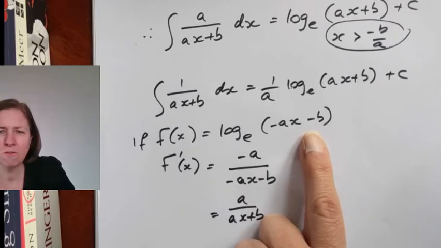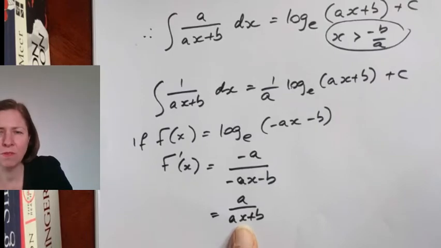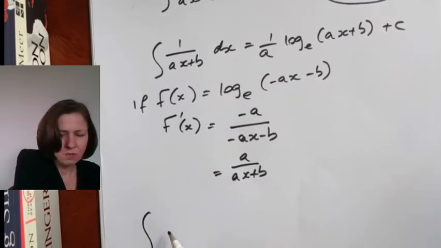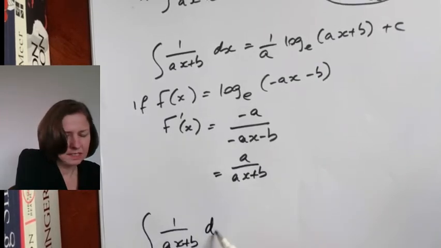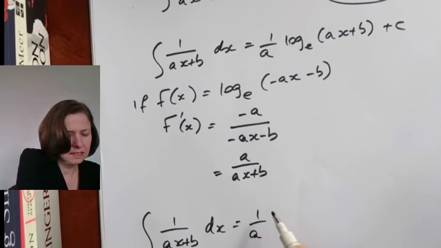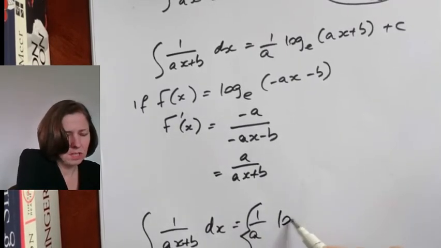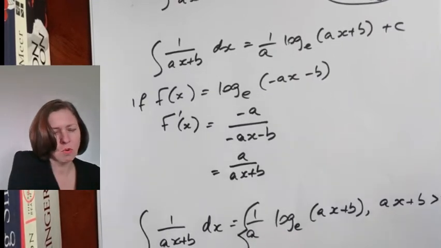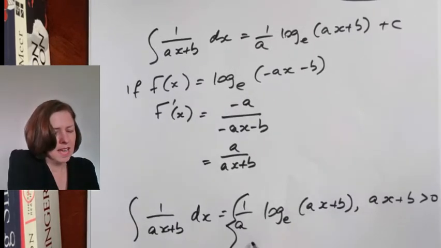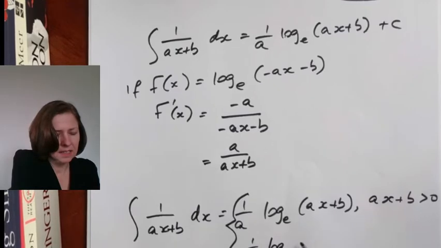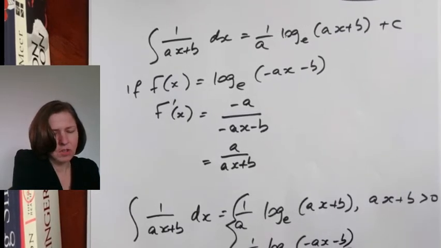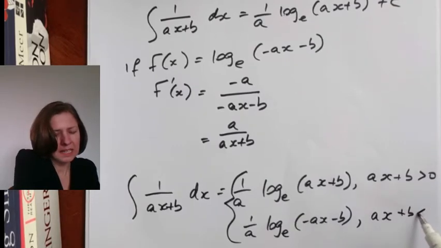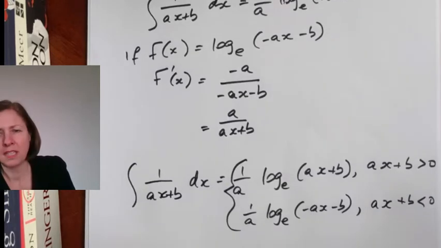So once again, I've got a piecewise function that's going to give me the two parts of the antiderivative of this. So that leads us to this general rule. The antiderivative of 1 over ax plus b dx is going to be 1 over a, so this is a piecewise function, 1 over a times log base e of ax plus b for ax plus b greater than 0, or you can write x greater than negative b over a, and it's going to equal 1 over a of log base e of negative ax minus b, so that's a reflection once again in the y-axis, for ax plus b less than 0.